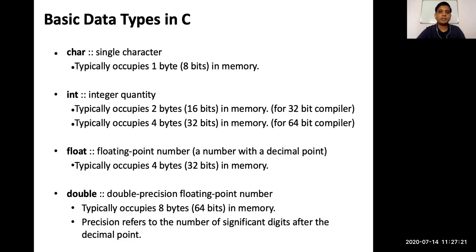Now character only occupies 1 byte of the memory. 1 byte means 8 bits. 8 bits means there are only 8 locations. In each location we can store only a single bit. Single bit means we can store only 0 or 1. So the minimum data we can store in the character variable is all zeros, 8 zeros, and the maximum is all ones. Okay.